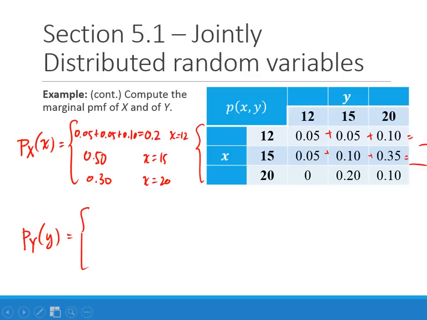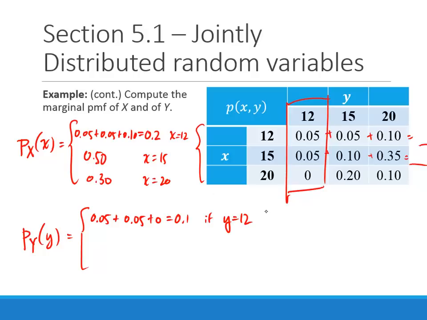Again, we can now sum over things, but now we're going to sum over the columns, right? So if we want something about Y equals 12, we can add up all the numbers in the first column there. So 0.05, so now we're talking about a column for Y, 0.1, and similarly we can do that for the other two columns there as well. So 0.35 is 15, and 0.55 is Y equals 20.